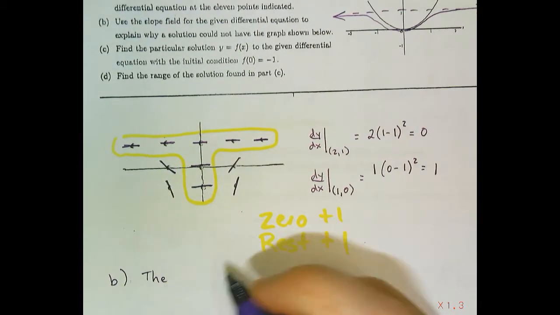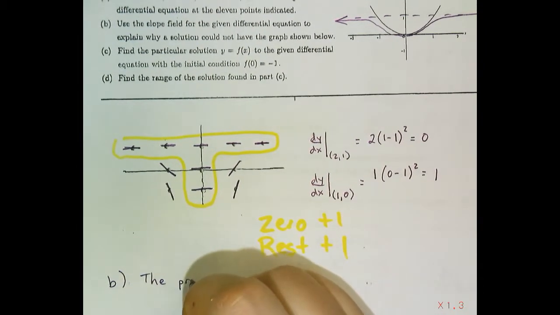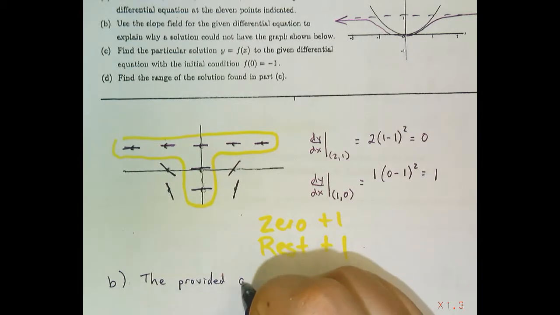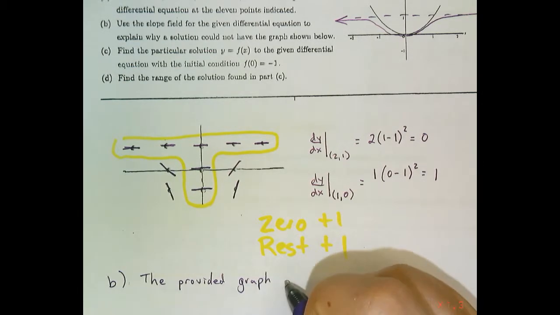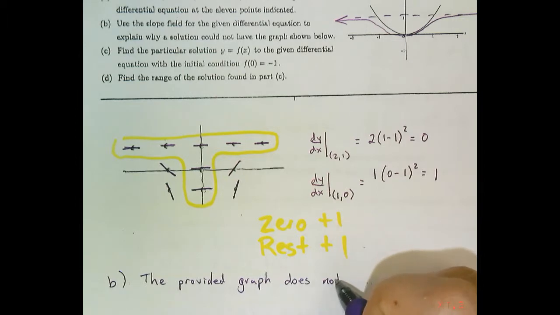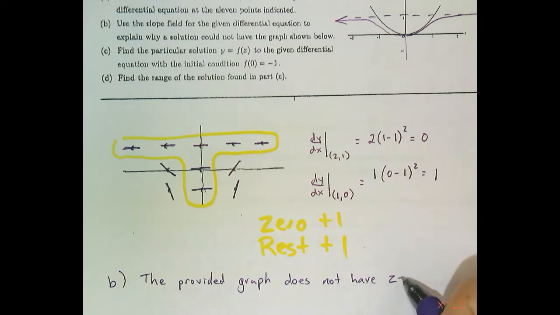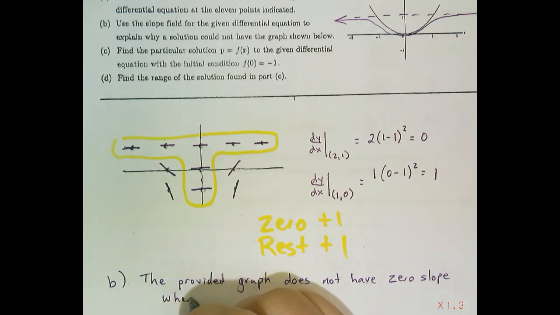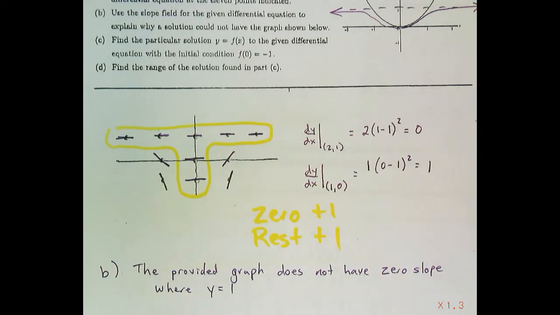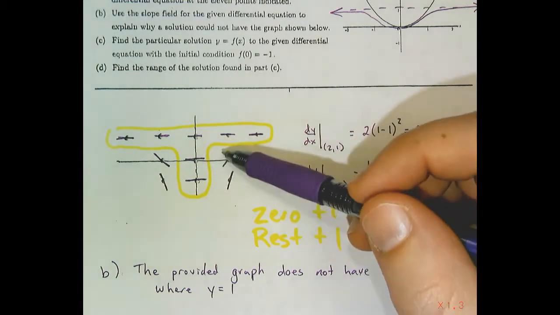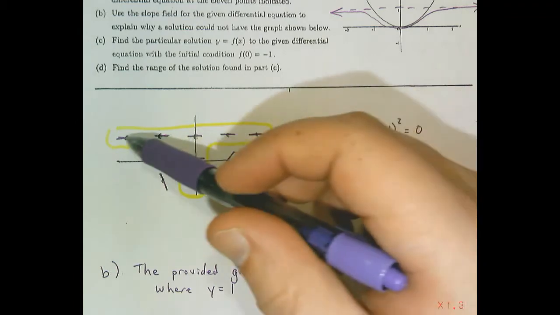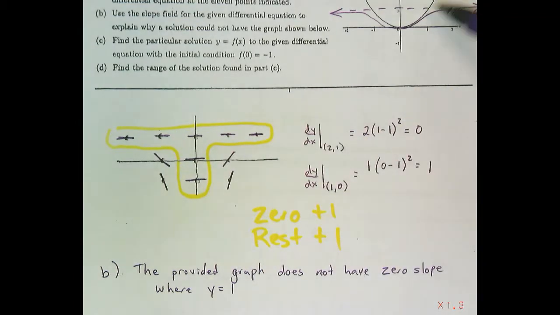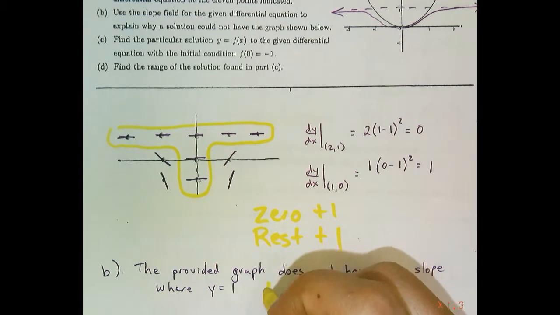So in part B, the simplest answer would be the provided graph does not have 0 slope where y equals 1. You could also explain it using asymptotic behavior. There should be asymptotic behavior where y is 1 and this graph does not. But either way, a justification along those lines gets you 1 point.